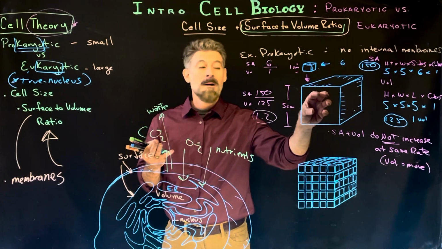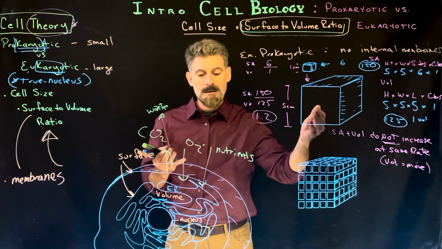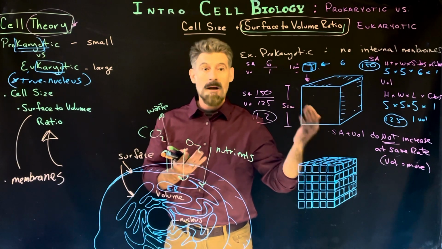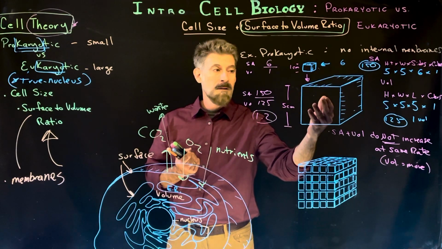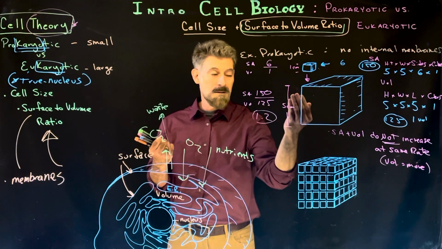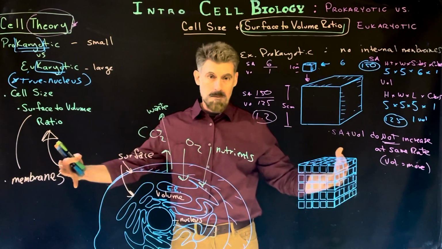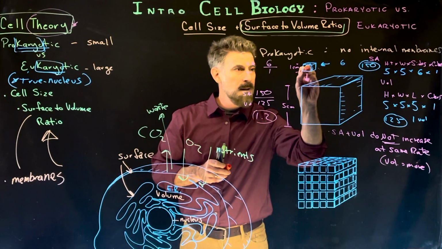Right? Now, you need more oxygen, but the amount you're getting across that surface maybe isn't supplying you with your demand. Right? You're accumulating waste inside the cell, and you have to get rid of it, but it's taking longer to get rid of the waste because you have a lot more volume, a lot more space. So let's say this is a waste molecule.